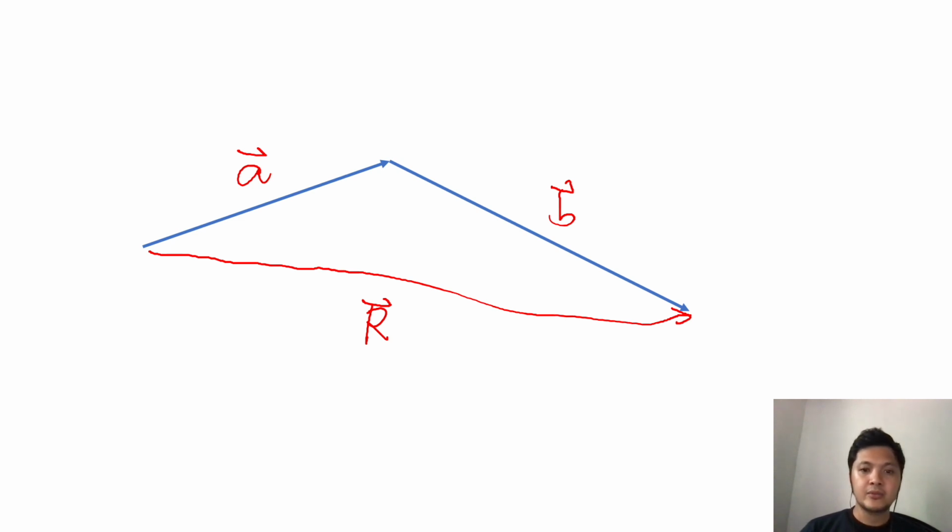we have to use certain rules. But we notice that the angle between A and B, let's call this angle theta, is not 90 degrees, meaning this is not a right triangle. So that means we cannot use the Pythagorean theorem, since we know that Pythagorean theorem is only applicable for right triangles. Now, how do we find the magnitude and the direction of this resultant vector R given this problem?